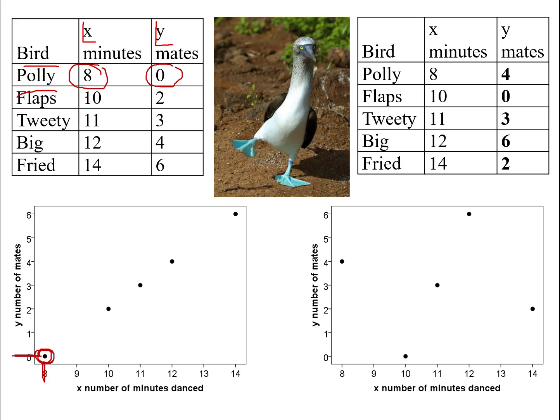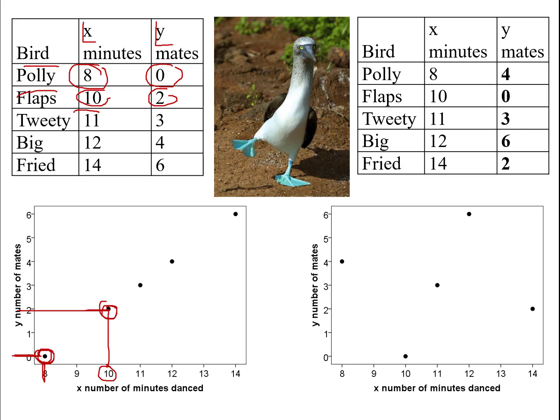So that dot in the lower left-hand corner of my scatter plot is a score for Polly. And then Flaps danced for 10 minutes and got 2 mates. And so we can put Flaps' score on the scatter plot down below here. So I have a 10 on the X-axis and a 2 for Y. So I'll put a dot right there for Flaps.